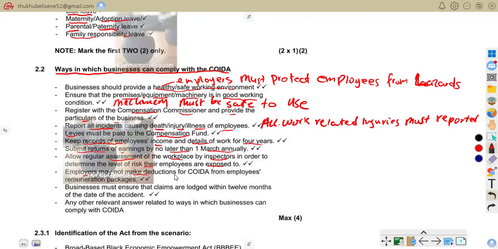Employers may not make deductions for COIDA from employees' remuneration packages. That is that. No deductions from employees' salaries. COIDA costs are employers' responsibility. So in short, no reductions from employee salaries. That is only the responsibility of employers. It doesn't involve employees. Get it straight?